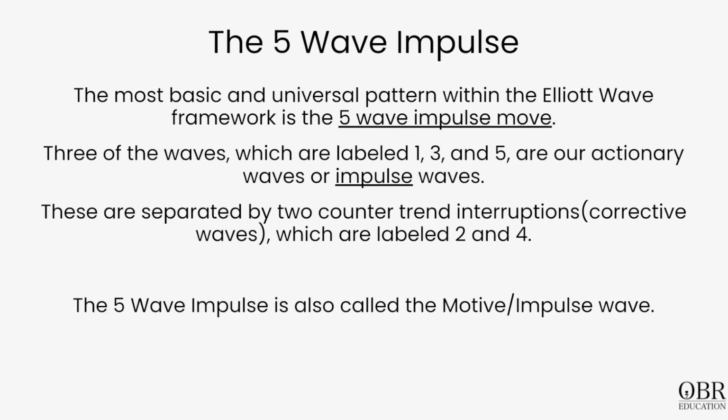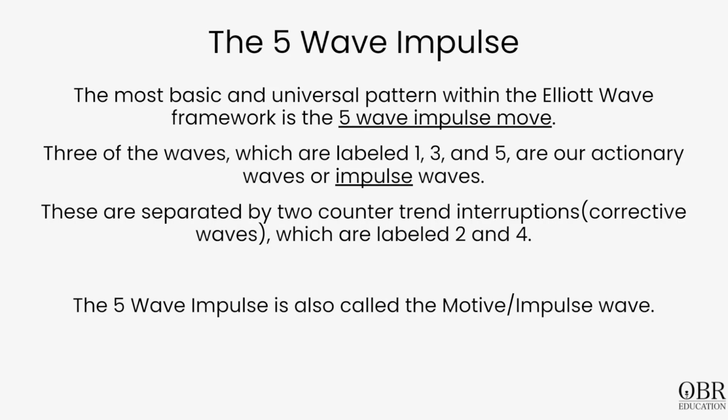Great. So moving into the stuff that you're going to actually apply to your charts and to your analysis, it's understanding what the impulsive and corrective waves are and what they stand for. Starting off, we're going into the 5-wave impulse move. The actual anatomy of an impulse move is determined by 5 waves. The most basic and universal pattern within the Elliott wave framework is the 5-wave impulse move.